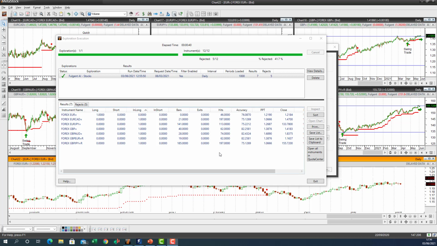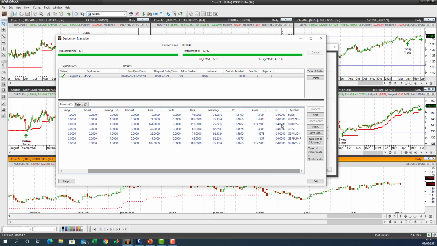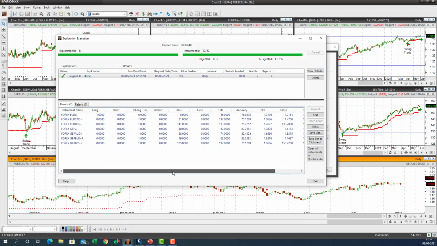So we're back. The AI has done the screen. If I just move this to the right, mostly the ID is 104, which is the classic AI swing trade strategy. In the long column, if there's a 1, it tells you these are the trades where the AI is long. And we've just had a fresh signal on the Euro.